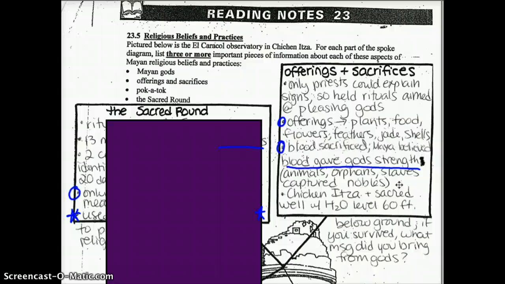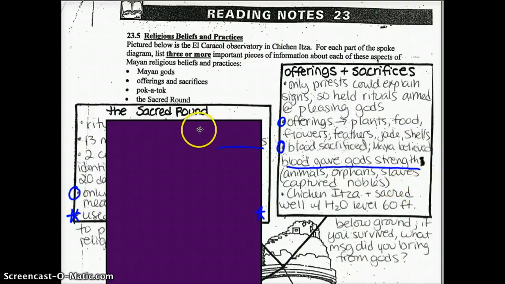We'll also have a little video clip that talks about Chichen Itza, and there was this big well that people were sacrificed in, and if you survived, they thought you might bring a message from the gods, and I'll tell you more about that later.